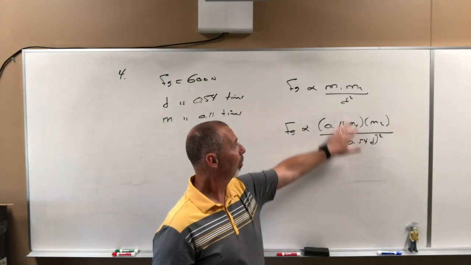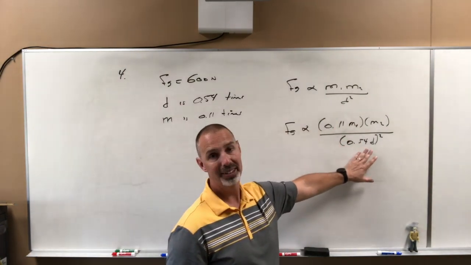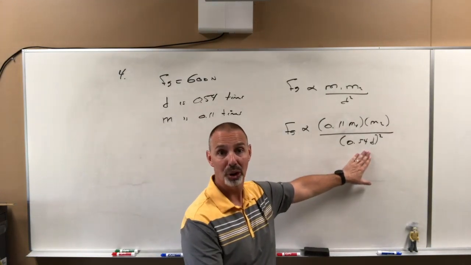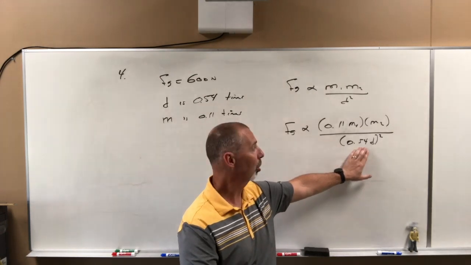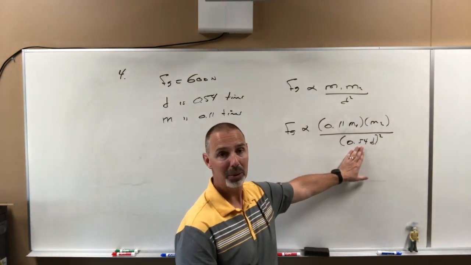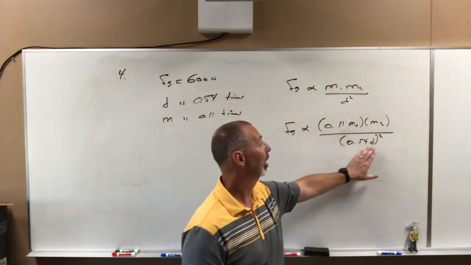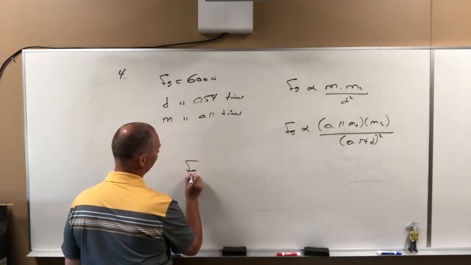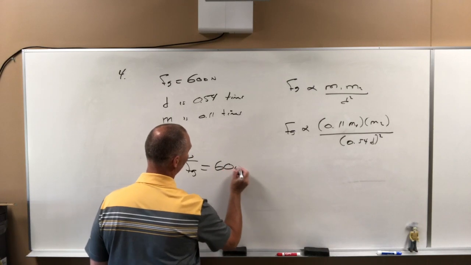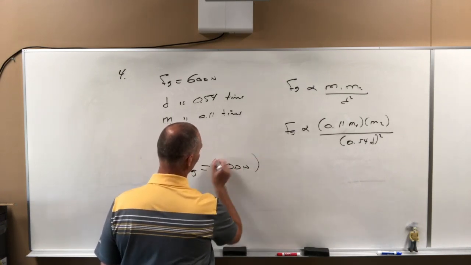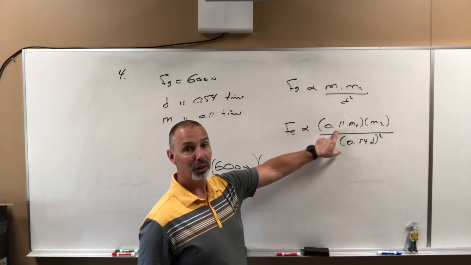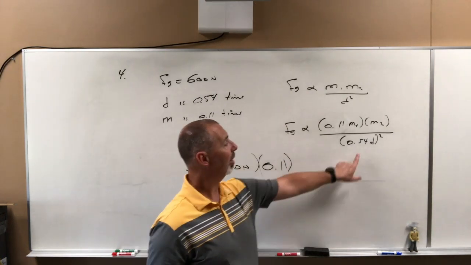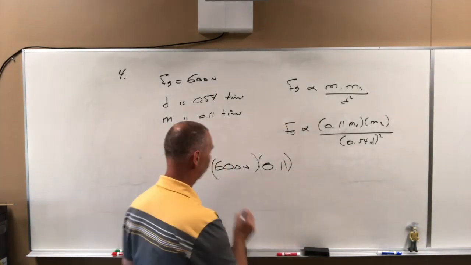And I'm going to replace d with 0.54 d, because that's how you would find the radius of Mars if we knew the radius of Earth and we knew that Mars's was 0.54 times that. We would do 0.54 times the radius of Earth, and now we're going to square it. So to get this answer, we're going to take the old Fg, which was 600 newtons, and multiply that by this factor of 0.11, and divide it by this factor of 0.54 squared.